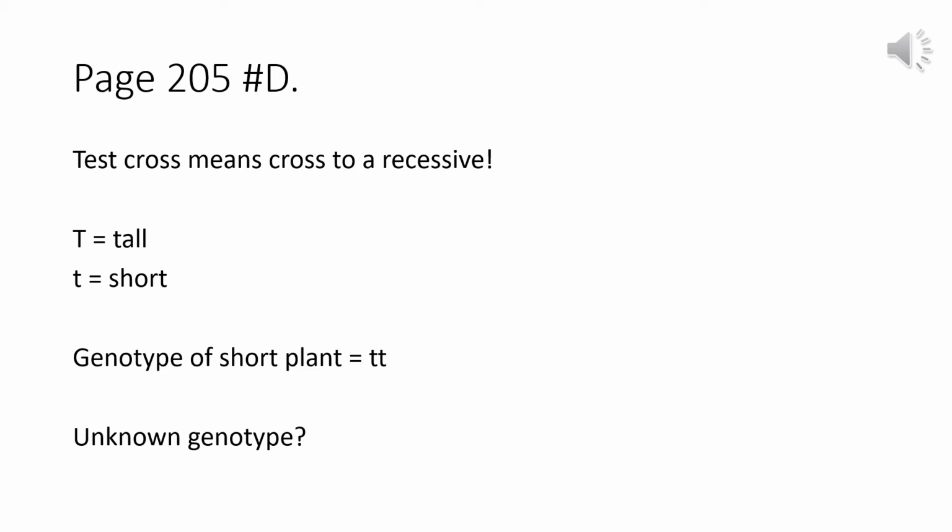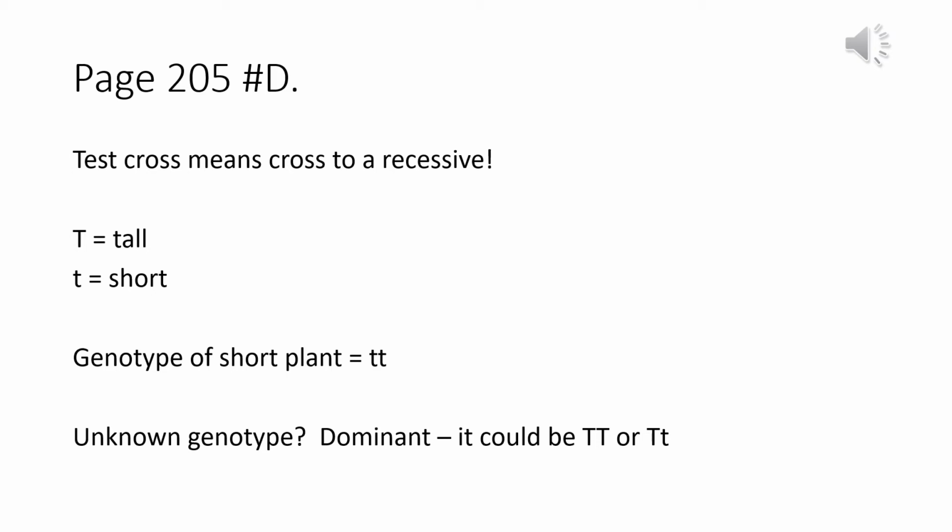Ooh, better get our codes ready. If we were saying that tall is dominant, we're going to use big T's for tall, so we'll use little t's for short. So our genotype of the short pea plant is going to be little t, little t. Is the unknown genotype going to be dominant or recessive? Well, we just figured out the genotype of the recessive. Maybe we should guess dominant. Yes, we should have guessed the unknown genotype is dominant.